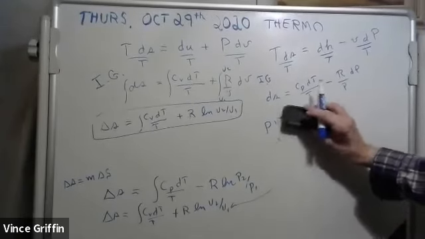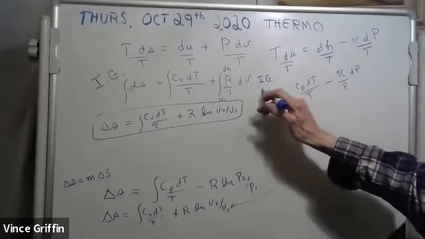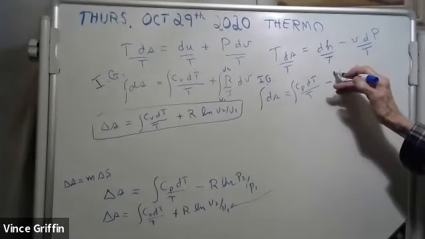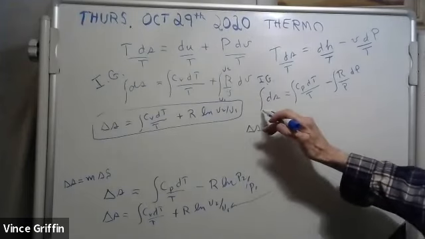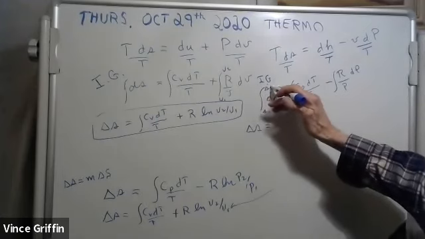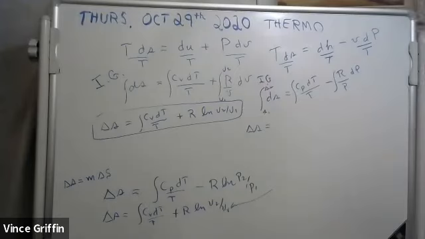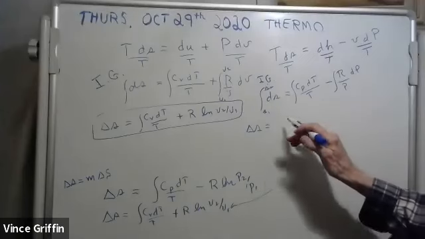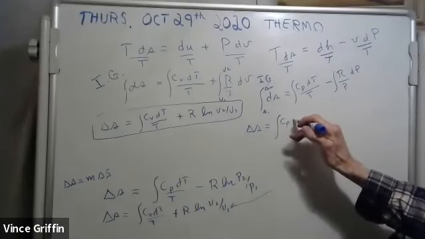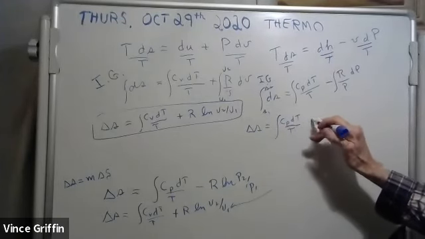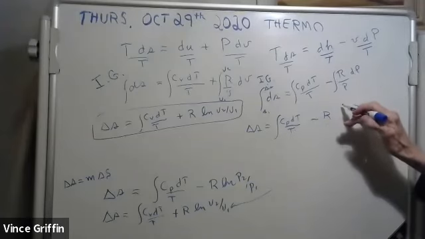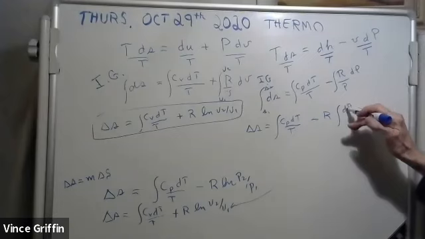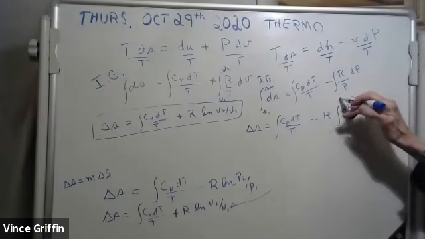Now we're going to integrate everything and see what happens. Here we go. When you integrate, you get delta S. You're going from S1 to S2. And when you integrate, you just get S and you plug in your limits and you have S2 minus S1. That's delta S is equal to C sub P dT over T minus, you could pull the R out, and what you've got is the integral of dP over P from P1 to P2.